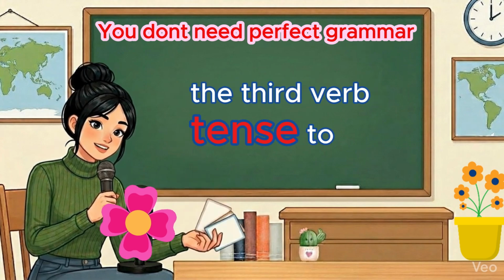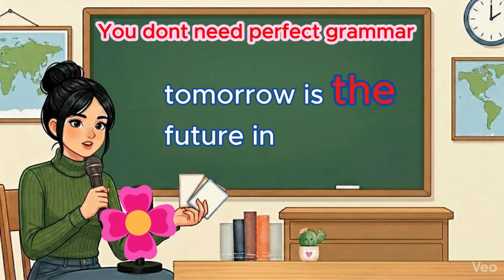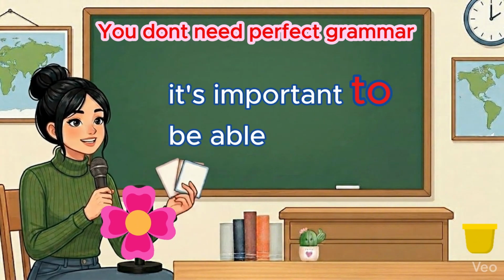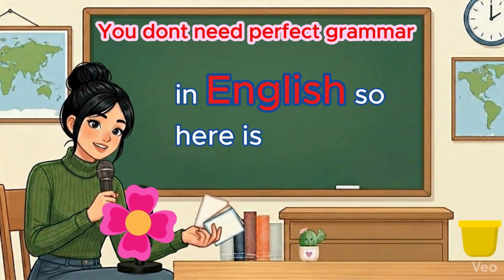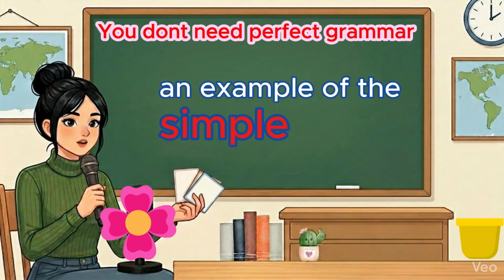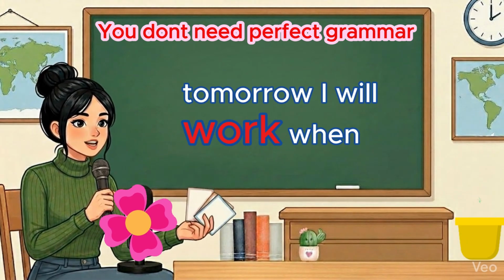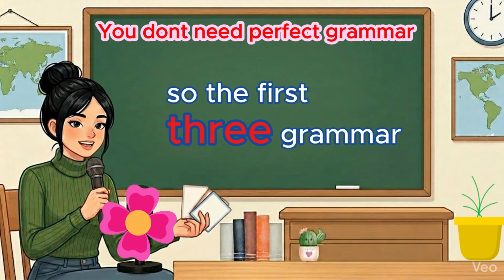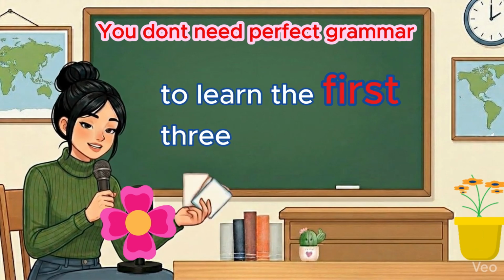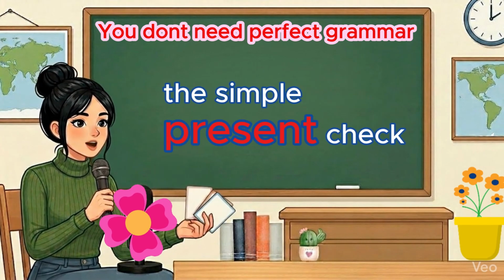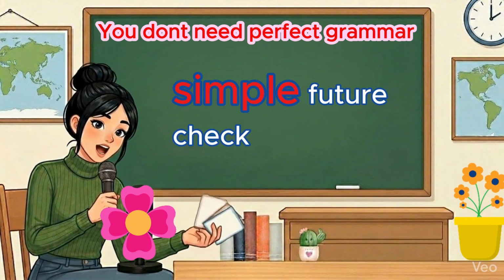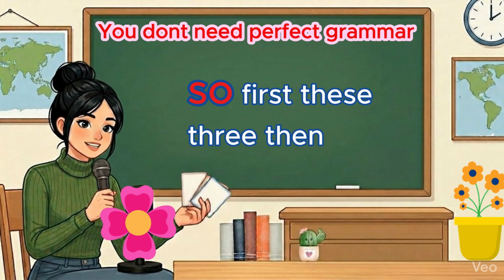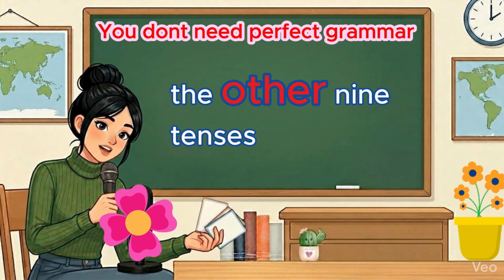The third verb tense to learn is the future. Tomorrow is the future. In 50 years is the future. Next year is the future. It's important to be able to talk about the future in English. So, here is an example of the simple future: Tomorrow I will work. When we talk about the future, we can use the verb will: I will work. So, the first 3 grammar tenses to learn. The simple present, check; the simple past, check; simple future, check. And then you can learn the other verb tenses in English. So, first these 3, then the other 9 tenses.